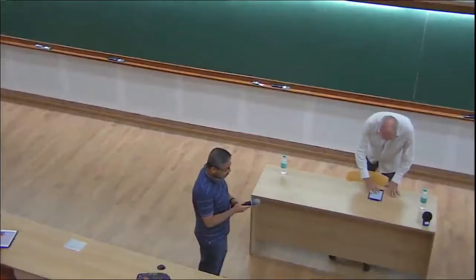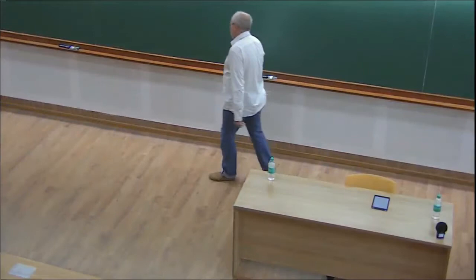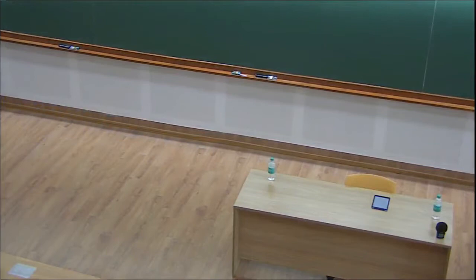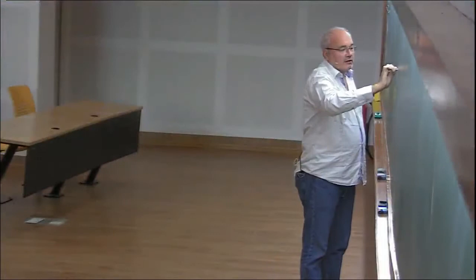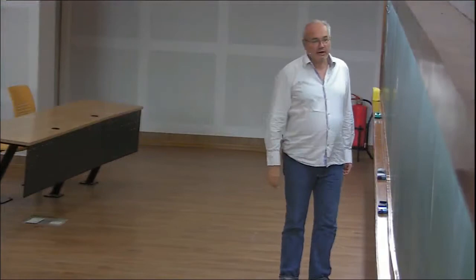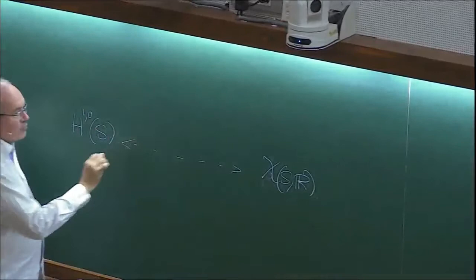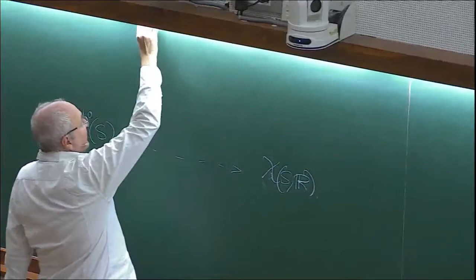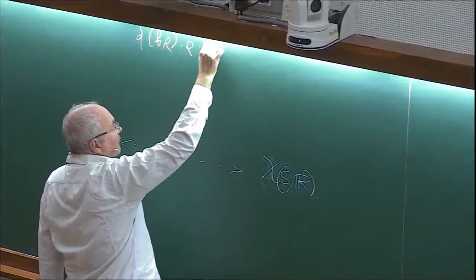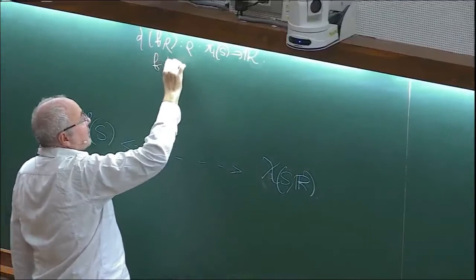So what I did yesterday was to interpret the Riemann-Hodge theorem as saying that you have some sort of identification, which is actually precise, between this representation variety and the space of holomorphic forms on S. But to identify these two objects, I use a third object, which is the space of pairs (F, rho), where rho is a representation of pi 1 of S in R, and F is harmonic and rho-equivariant.